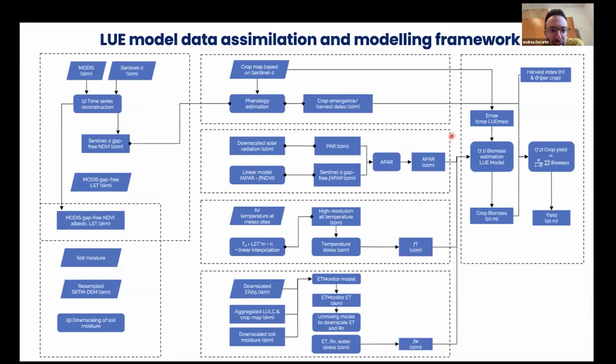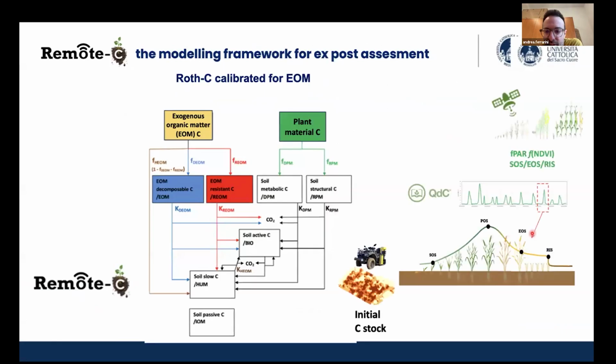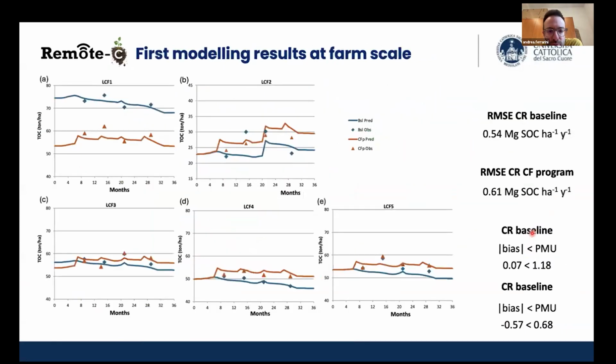I skipped the super complicated data assimilation modeling framework for light use efficiency, but that's just to show real simulation estimates of the carbon inputs. So that's the biomass of the wheat. On the right part, you see wheat, carbon farming plots, and the baseline. Then the cover crops, where we do not have biomass, so it's bare soil, and then we do have biomass, and then maize, and again cover crops. Each pixel is entering the soil carbon model. The soil carbon model is then able to simulate.